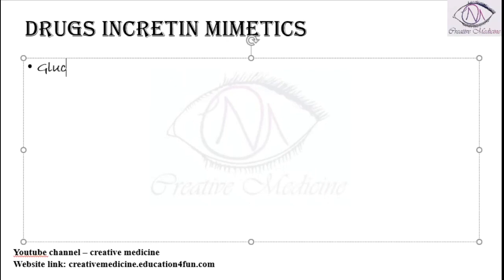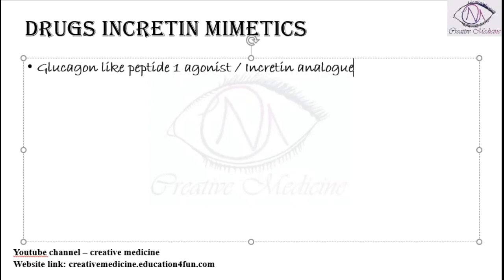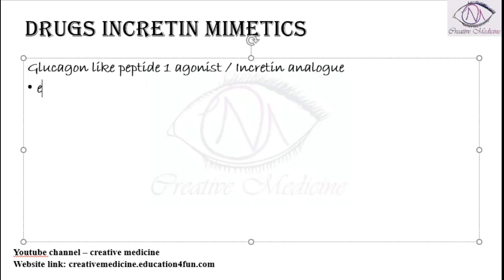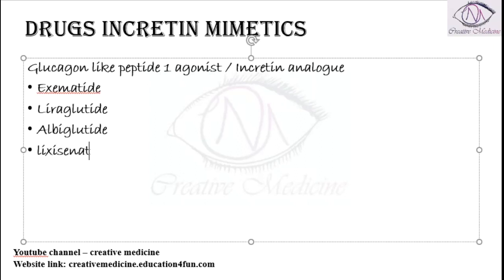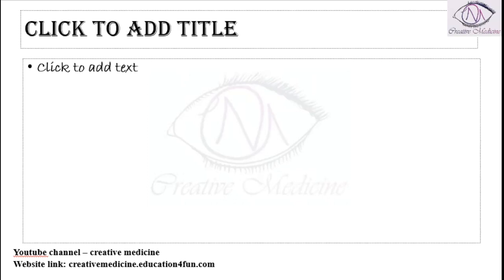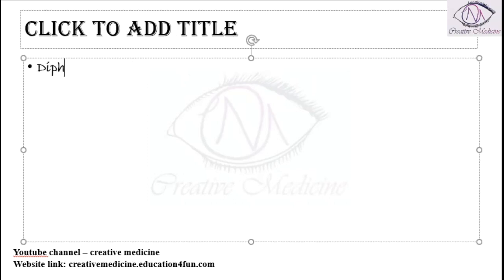Okay, first we have glucagon like peptide 1 agonists or incretin analogs. Okay, these glucagon like peptide 1 agonists or incretin analogs are also incretin mimetics. The drugs include exenatide, liraglutide, albiglutide, lixisenatide.